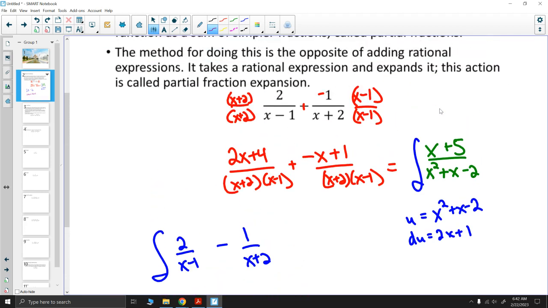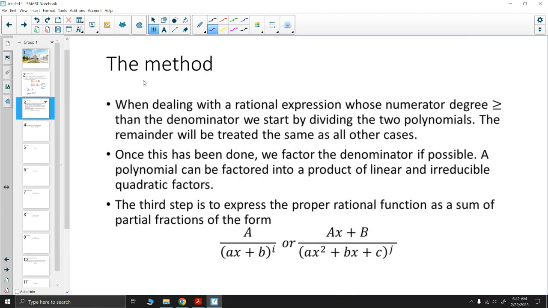So that's the point of this partial fraction expansion. If we run into a rational function that we can't solve with u sub or some other more elementary method, then we have to expand it into its simpler form. This is technically simplified, but when I say simpler form, I mean simpler fractions that we can definitely integrate. So here's the method.